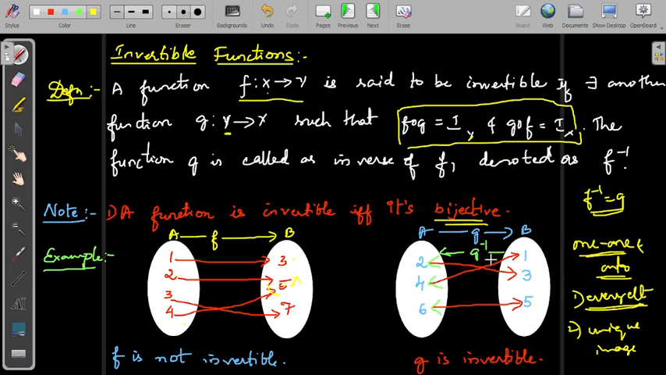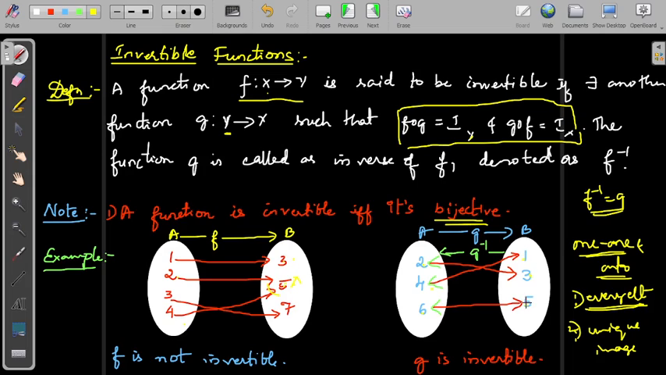Let us take the second example. Under the second example, g is taking 2 to 3, 4 to 1, 6 to 5. Now in this case, if you want to define a function from B to A, 1 should go to 4, 3 should go to 2, its pre-image, and 5 should go to 6. Both the conditions of a function are satisfied. Every element has an image and every element has a unique image.